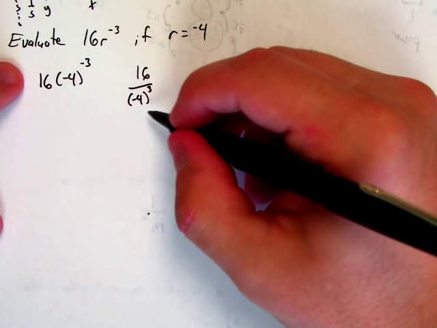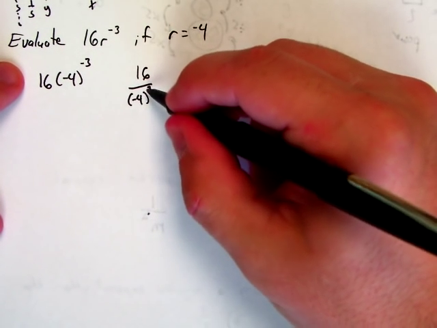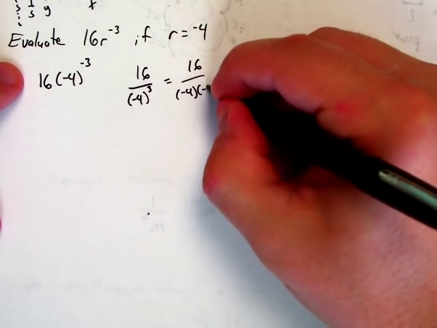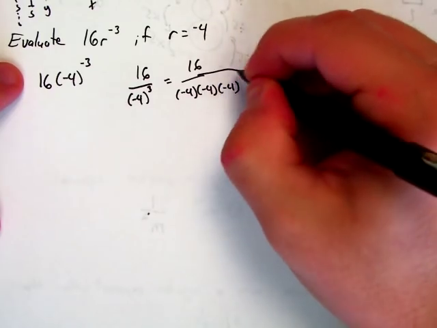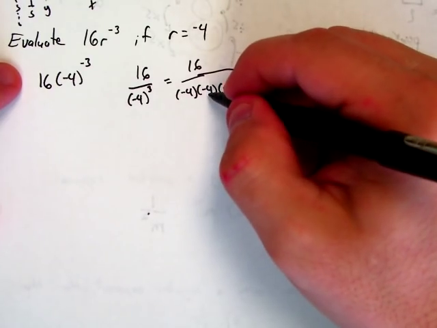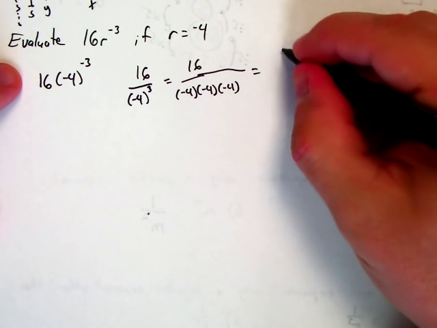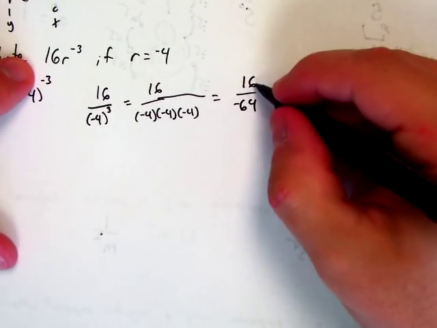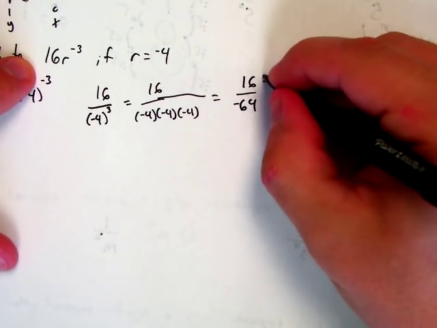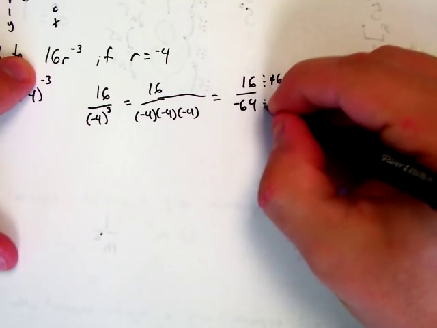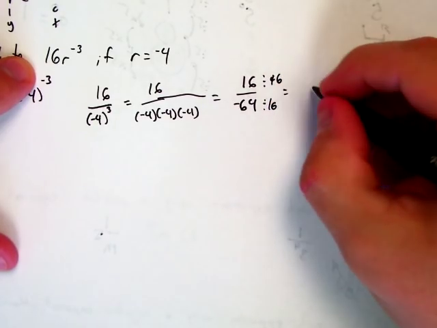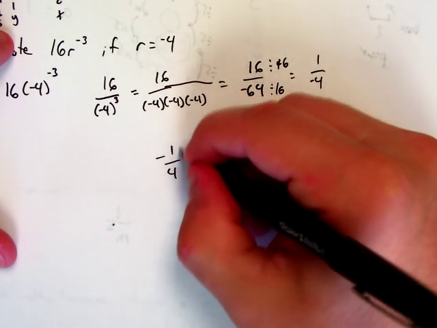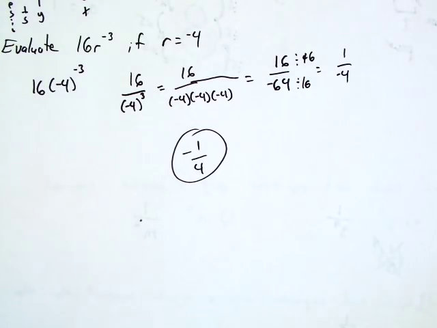So now I need to evaluate this exponent term down here, which would be negative 4 3 times. So negative 4 times negative 4 is 16, times negative 4 is negative 64. Then 16 divided by negative 64, I can pull a common factor of 16 out to simplify. So that becomes 1 over negative 4, which means that the overall answer would be negative 1/4.